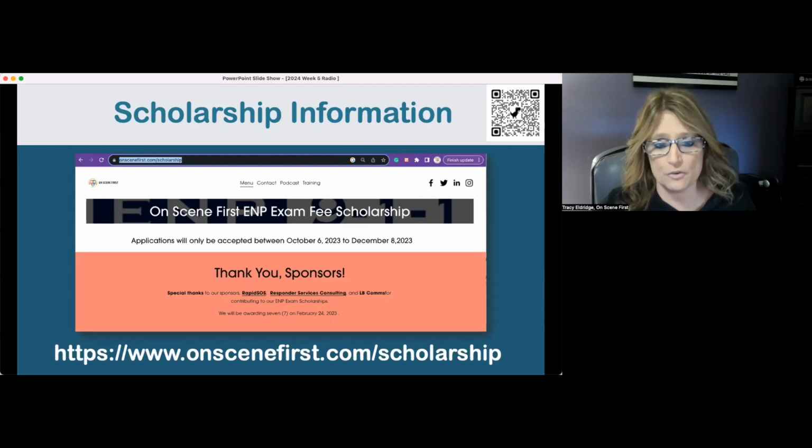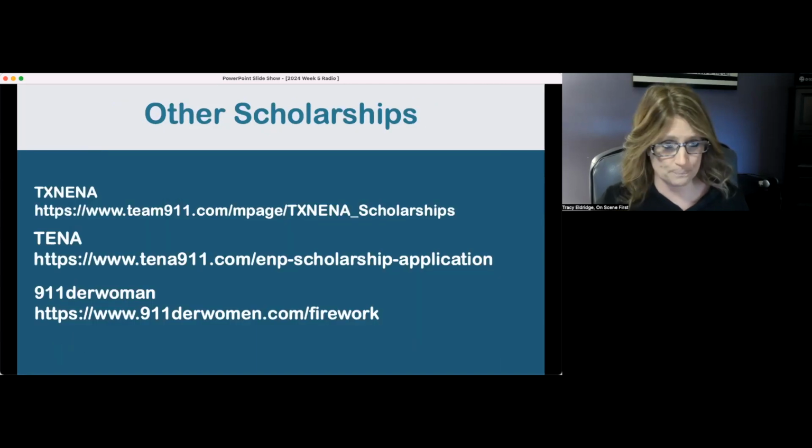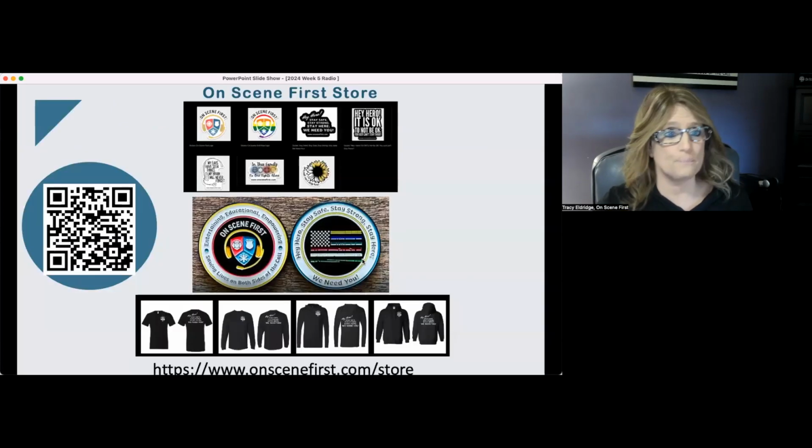So you can head on over to the website there, onscenefirst.com/scholarship, or scan the QR code up in the right-hand corner, and it will get you right to that page. There are also some other scholarships. Texas NINA, Tennessee NINA, TINA, and 911 Wonder Woman also have scholarships that are available to folks. So not knowing the timing and when they offer them, head on over to their website and you can check them out. So there you go.